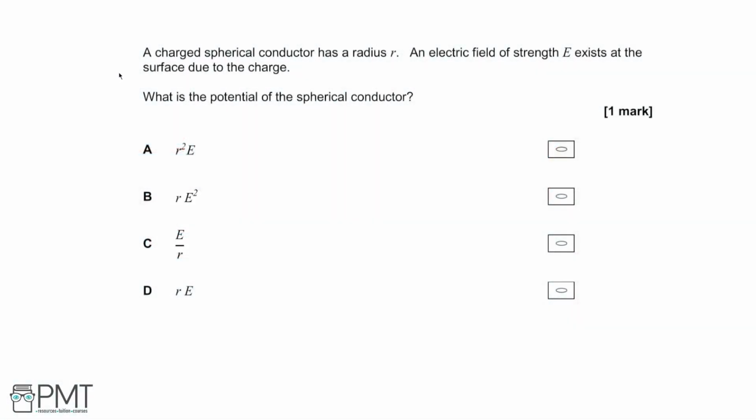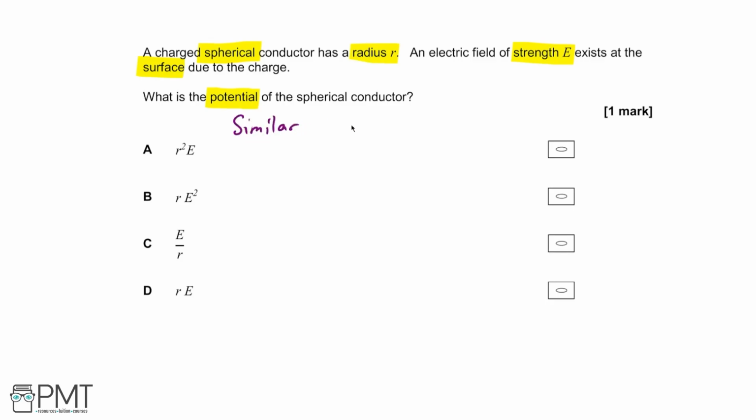This question is about potentials and conductors. The question says, a charged spherical conductor has a radius r. An electric field of strength E exists at the surface due to the charge. What is the potential of the spherical conductor? In this case, we've been given a number of answers which could determine how the electric field and the radius are related. In order to figure out which one is correct, it's helpful to consider another case where we know how the electric field and the potential are related.